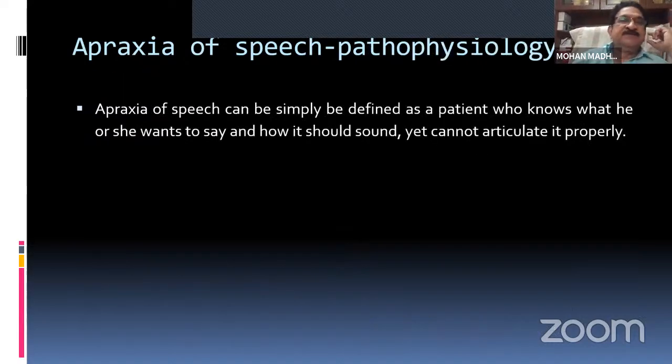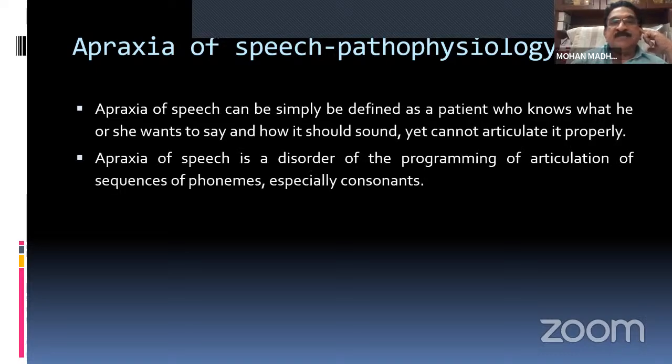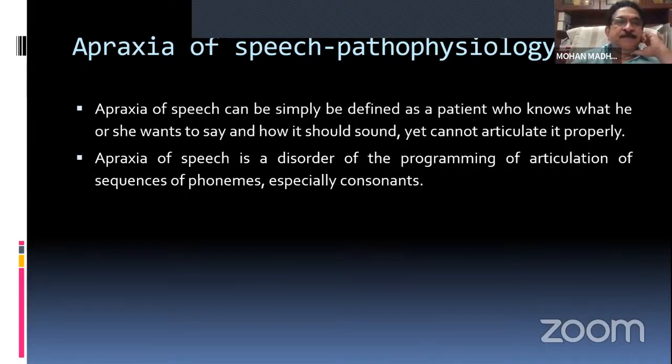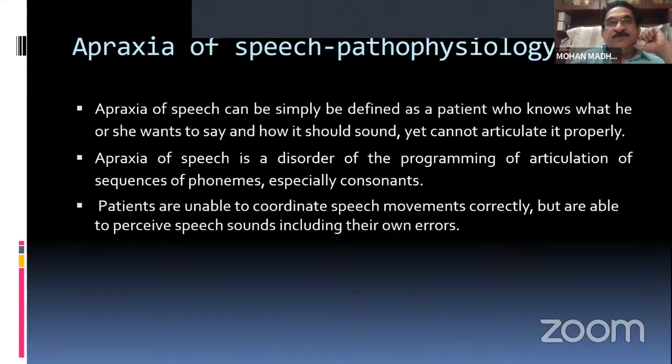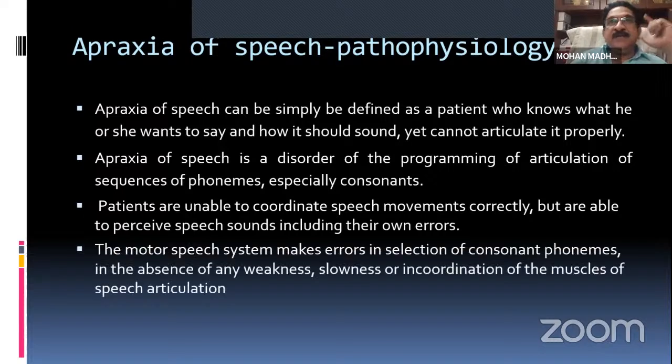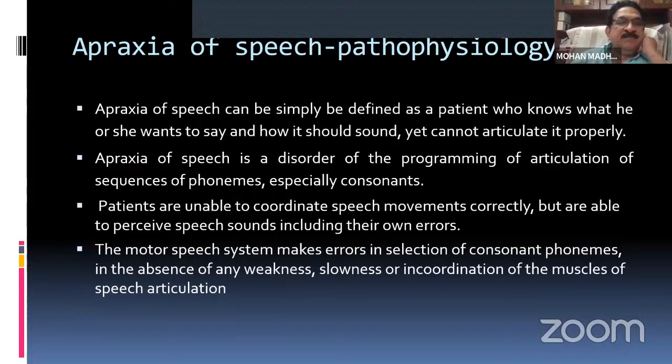Okay. So what is apraxia of speech? It can be simply defined as a patient who knows what he wants to say, how it should sound, yet cannot articulate it properly. So it's actually a disorder of the programming of articulation, the sequence of phonemes. It's the programming of the motor movement required to produce a particular sound of the consonant. Patients are unable to coordinate speech movements correctly, but are able to perceive speech sounds, including their own errors. So they tend to correct their errors again and again, but because it is often not fruitful, it becomes clear.